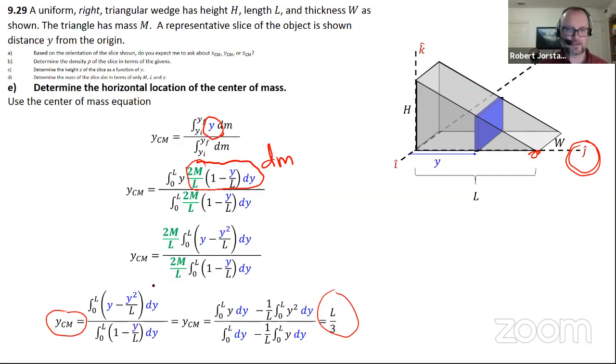For example, right here, notice this thing has no units, meters over meters, and this has units of meters. This has units of meters, and this also has units of meters, and so does this. So notice these two combine to make meters times meters divided by meters. I get meters. It still works.